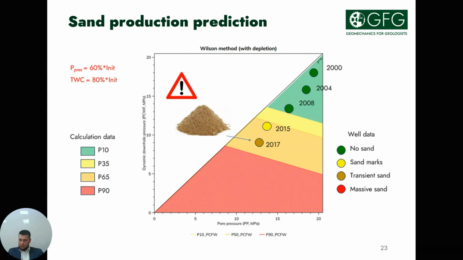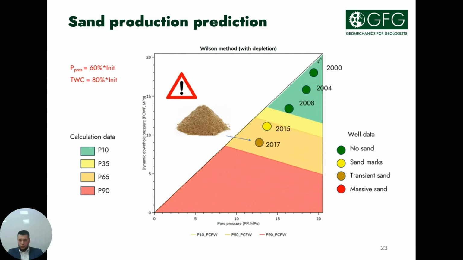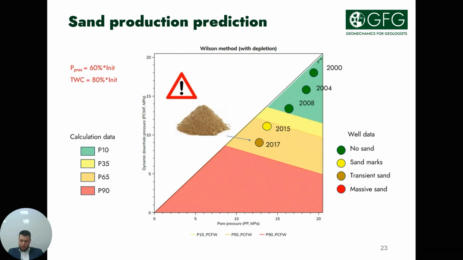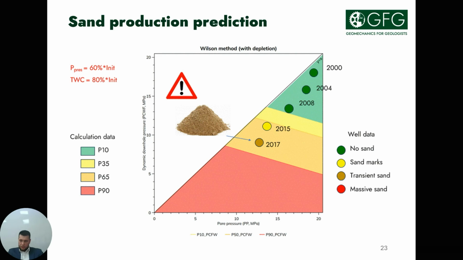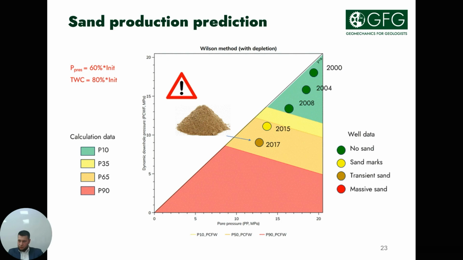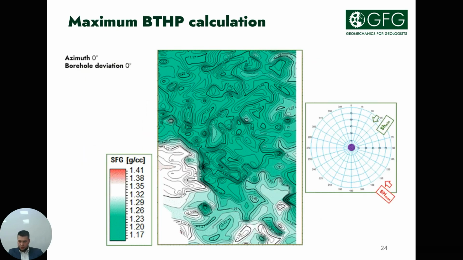On this triangle, the different probabilities of sand production prediction are shown in color zones. The green zone is a low probability of sand production. From yellow to red, a higher probability of sand production. As you can see here, over time the boundaries of the color zones change. This is due to the decrease of pore pressure over time. This analysis allows us to understand in what time period sand production is predicted.